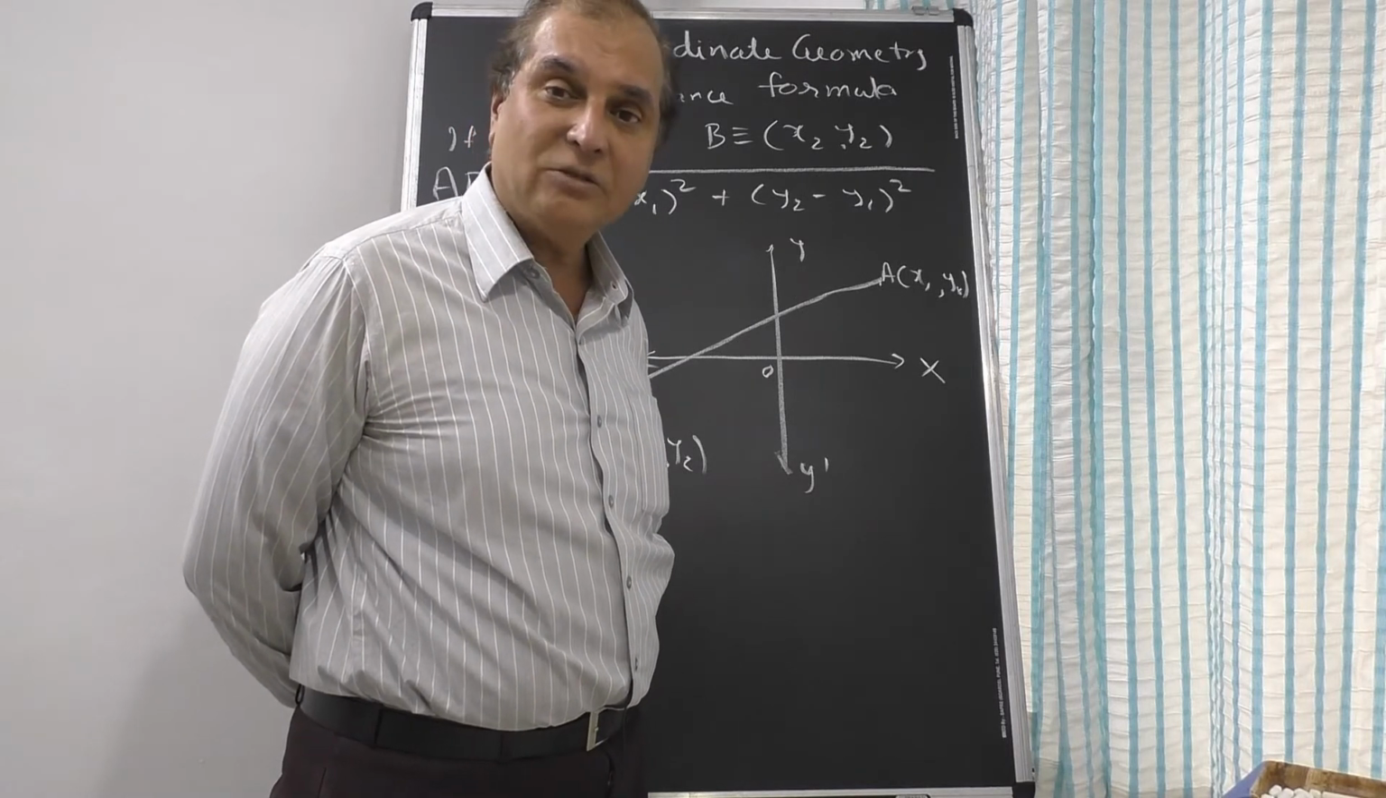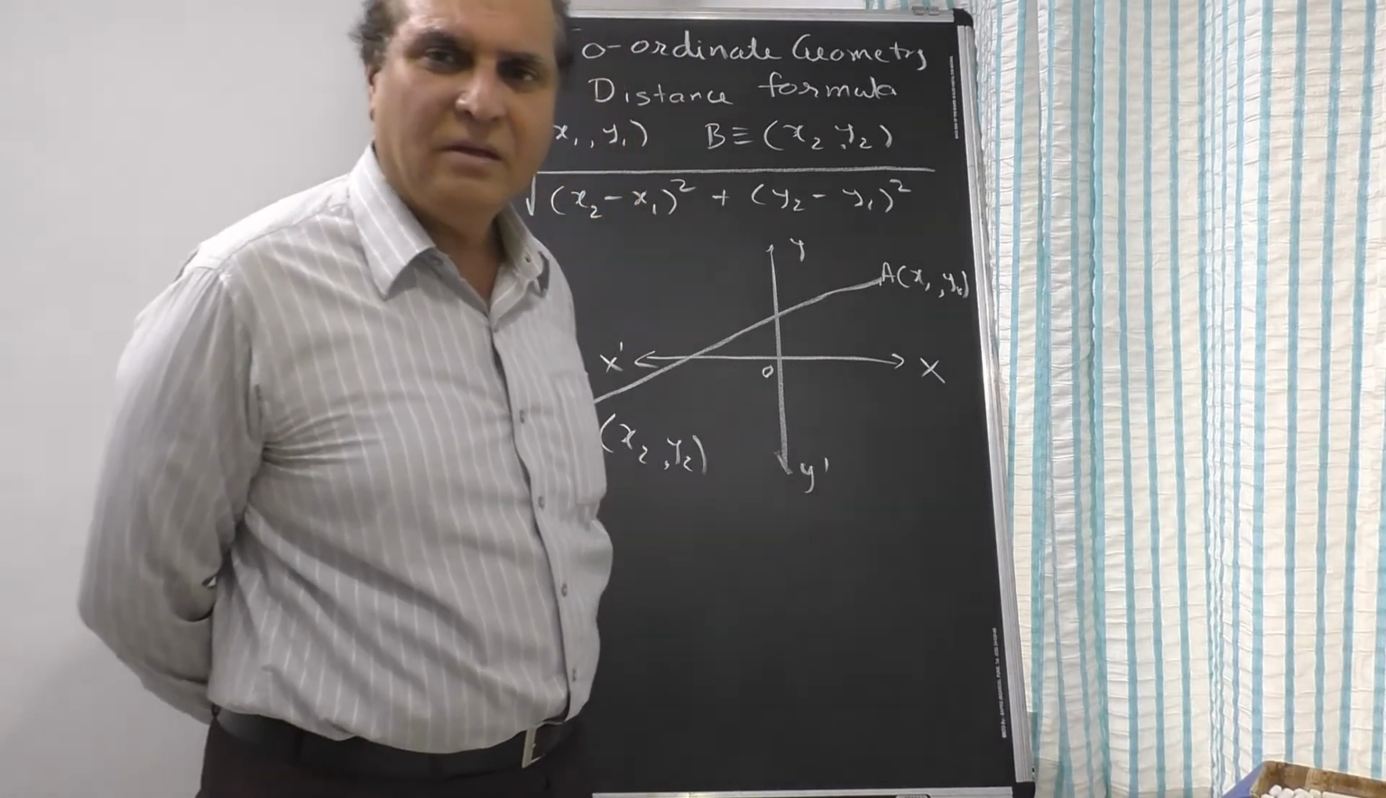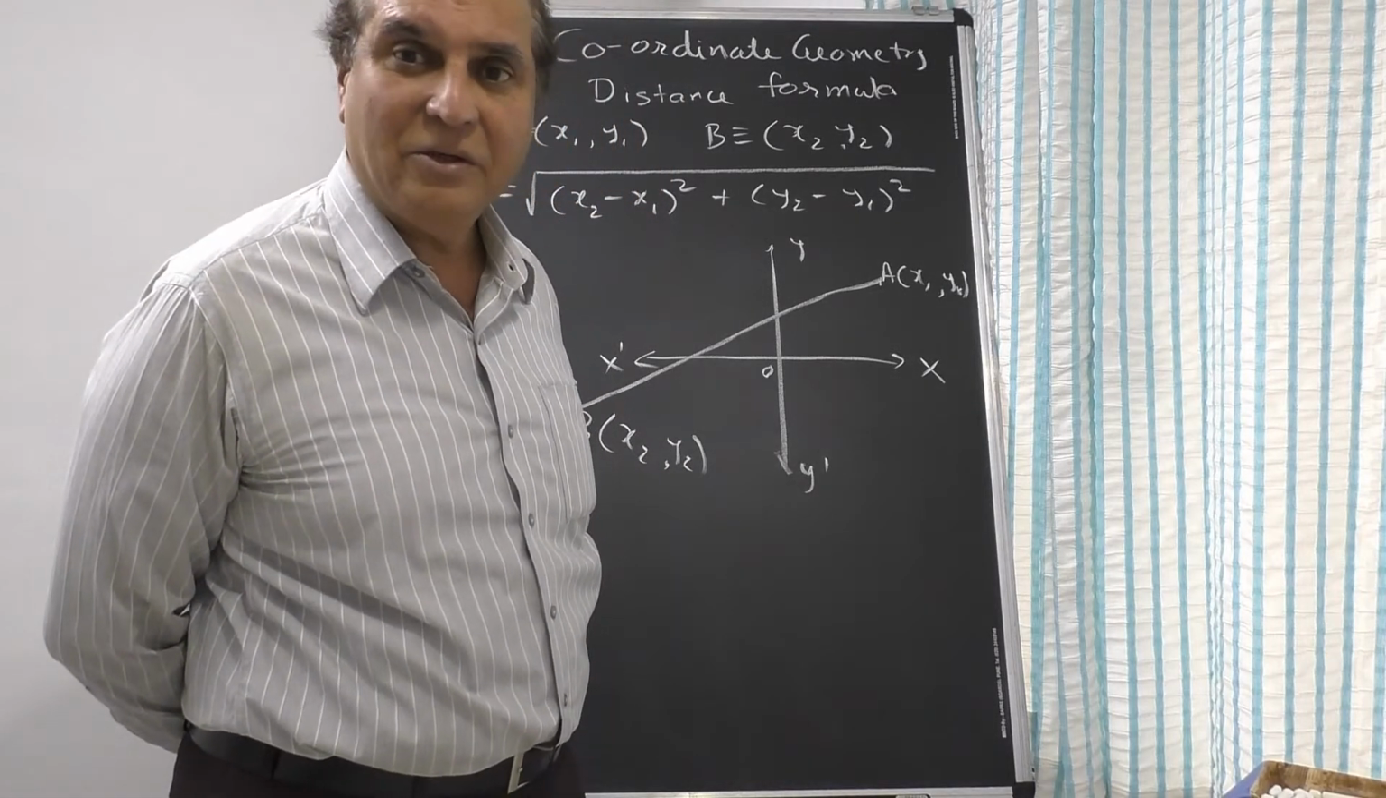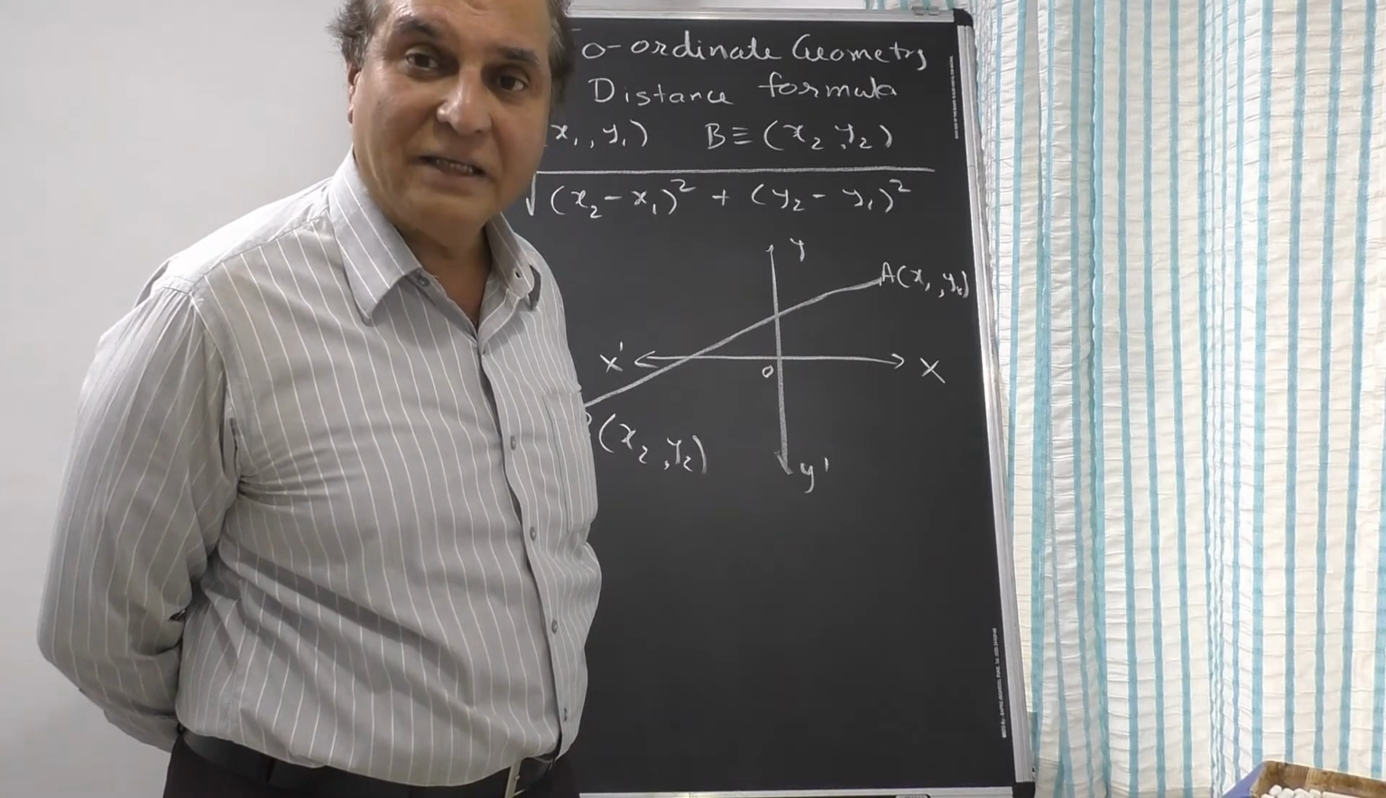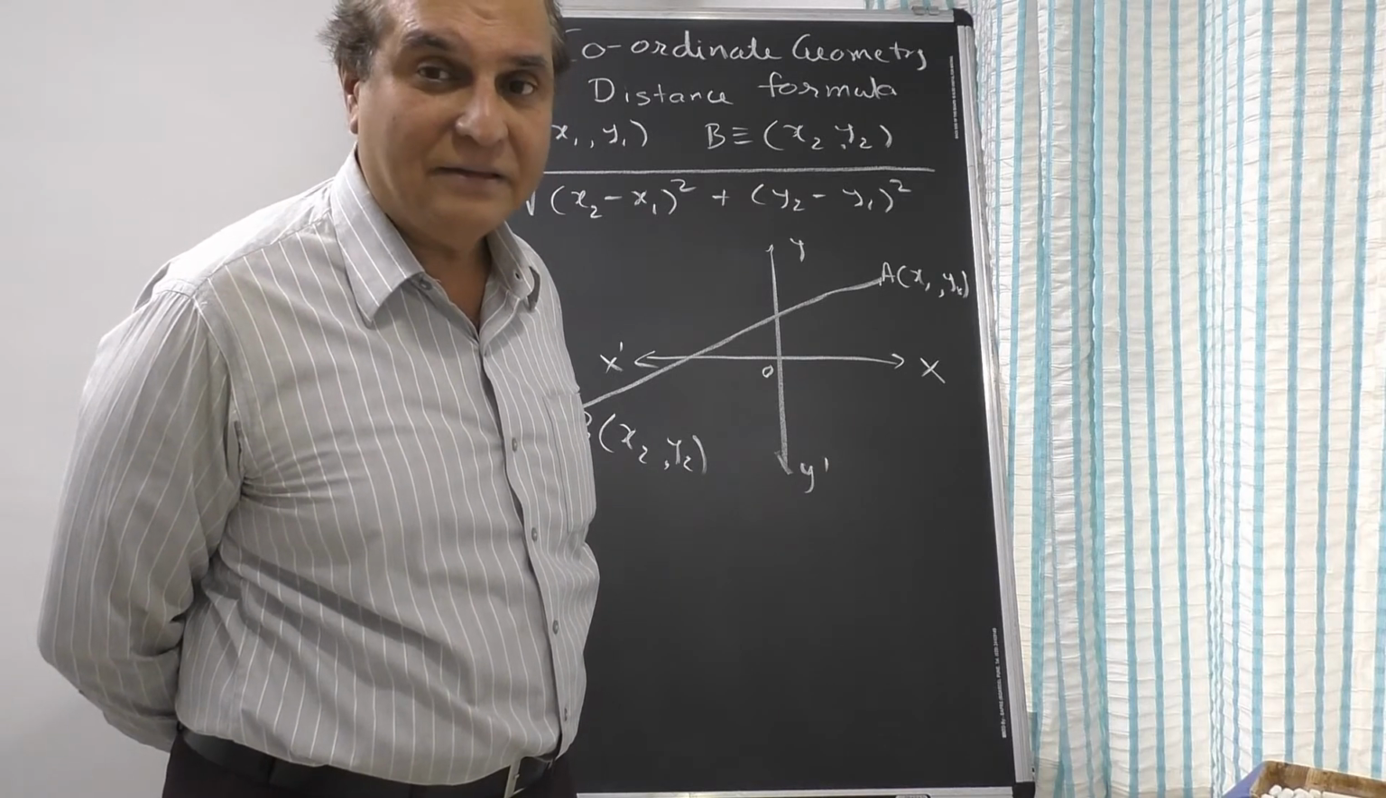If right angled isosceles, then AB must be equal to BC. Then AB square plus BC square equal to AC square, then in that case you prove the triangle is right angled.